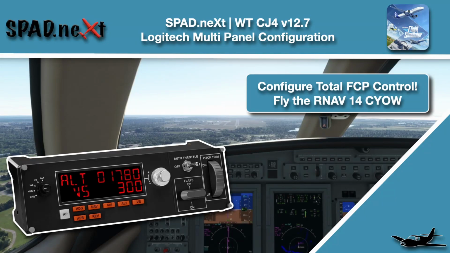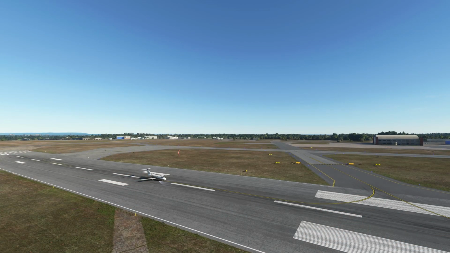In this one, we're picking up right after we left off doing the switch panel for the CJ4. We've taxied out to the runway and we're going to take off momentarily and start using the Logitech Multi Panel that we've remapped using all of the LVARs and H events that we find inside of the CJ4. So let's jump into SPAD.next.